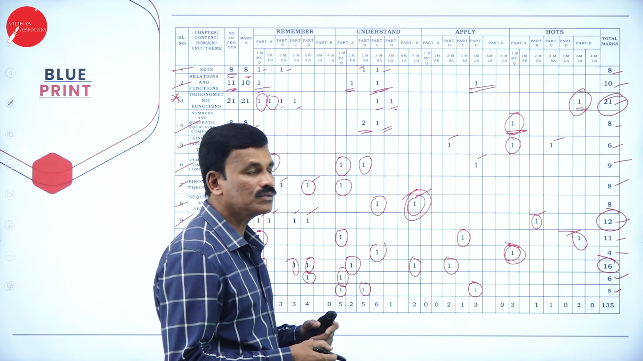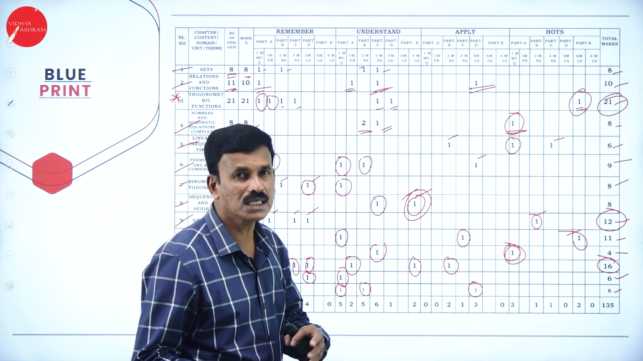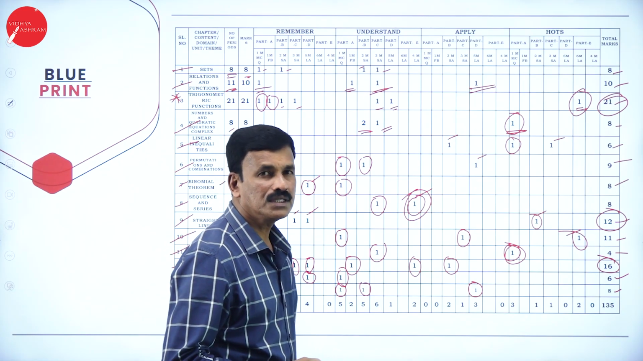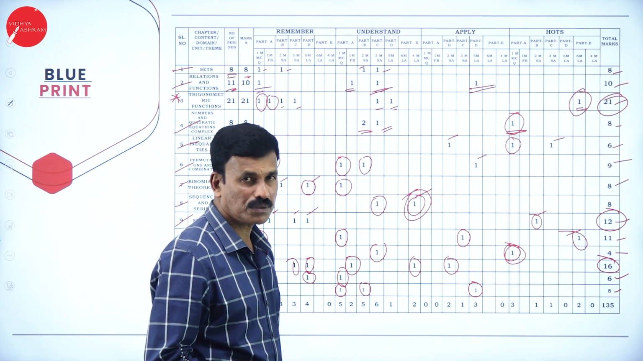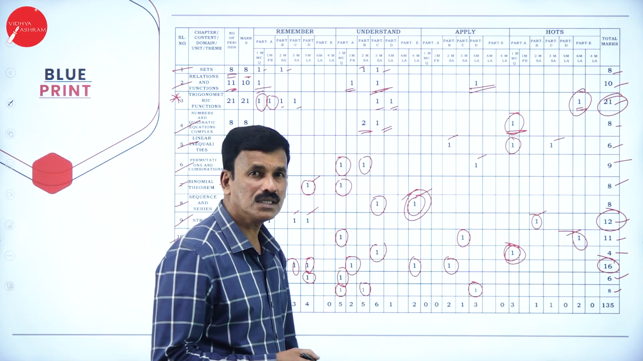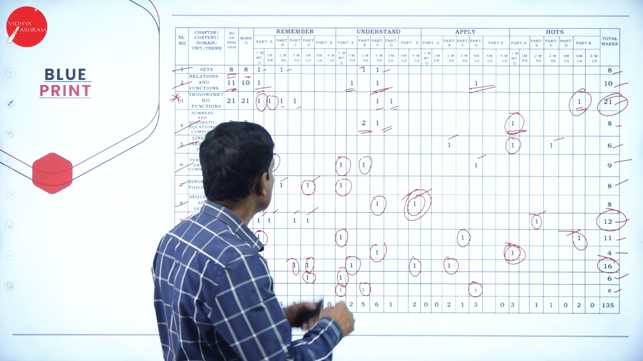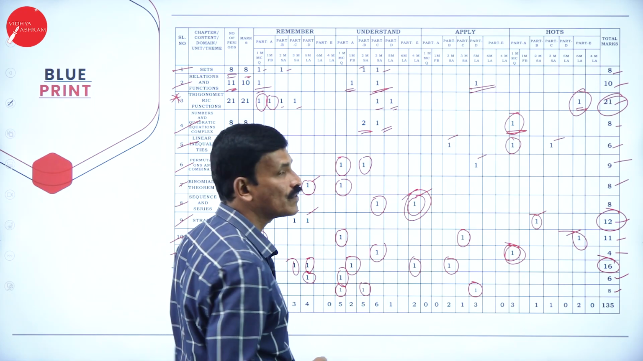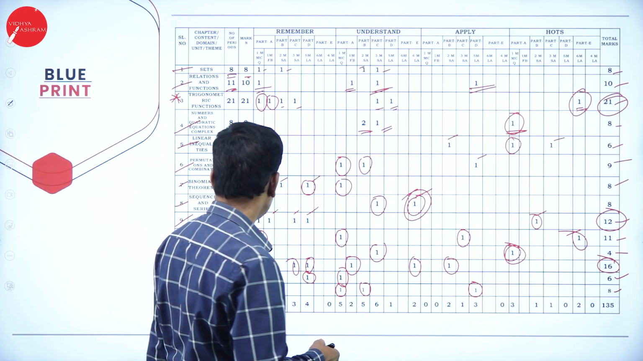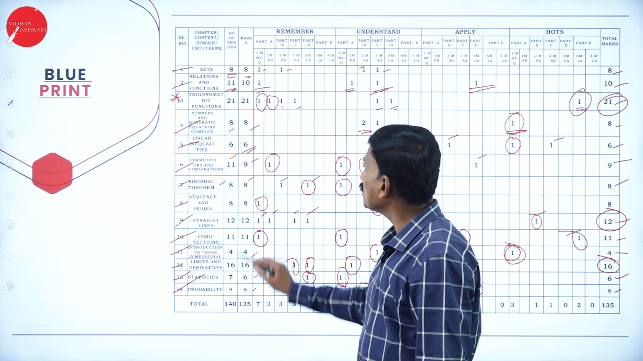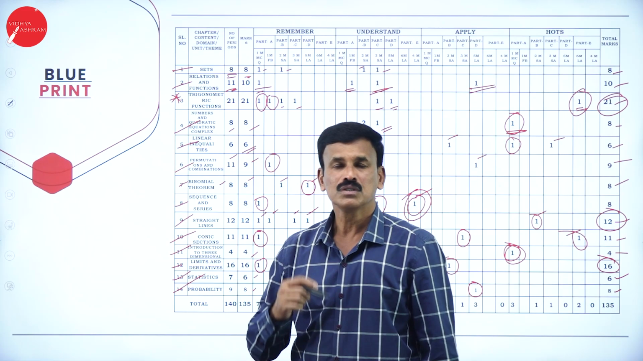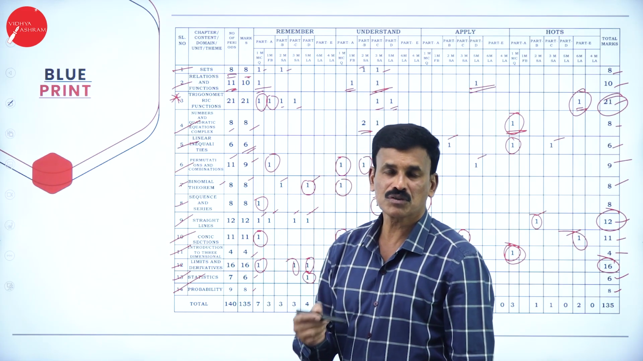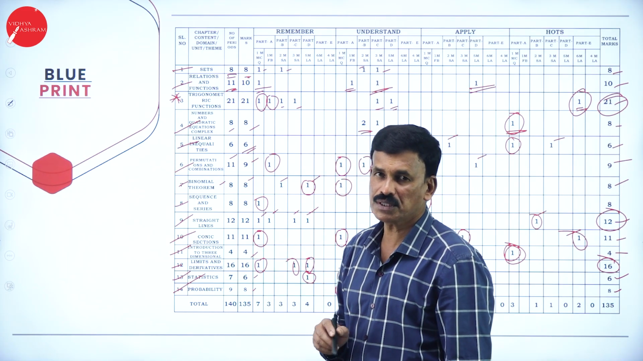So, this is how the question paper will be set for 135, in which you are going to answer for 80 marks. This is the question paper pattern for your final examination. Right. So, this is the entire blueprint for your first PUC mathematics. So, total number of periods is 140, total number of marks is 135, and the total number of questions in the question paper will be 52.